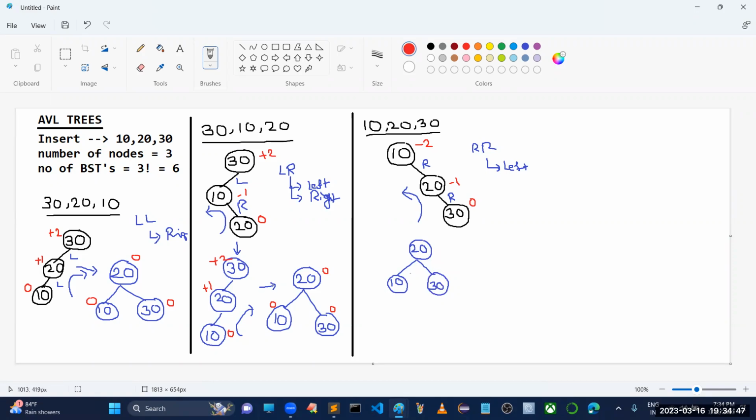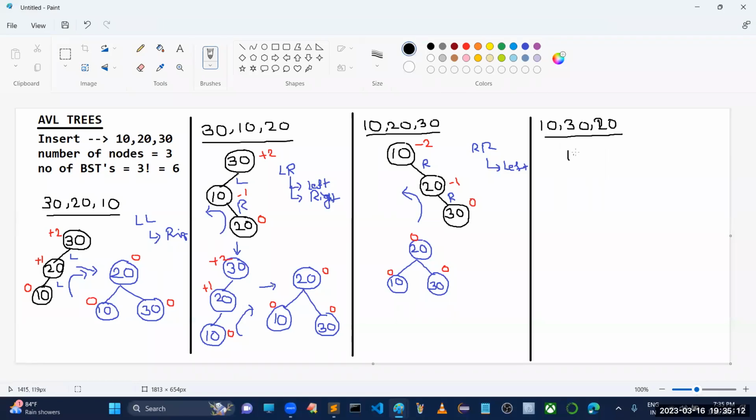So what about the balance factor? It is 0, it is 0 and it is 0. Sir, this is one tree. Now, sir, the next combination. So 10 I am keeping as it is. Here I will take 30 and here I am going to take 20. Like this I am taking.